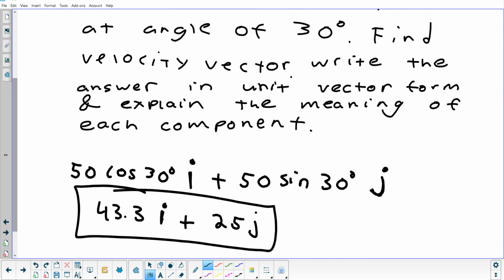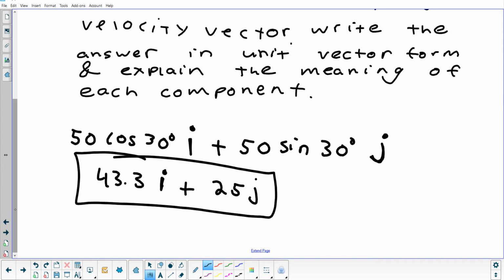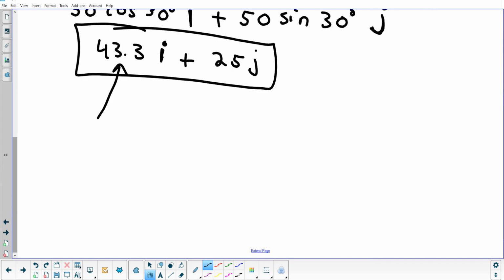All right, so we did that. Now explain each component. Well, what is that 43.3? The distance of travel? No, this doesn't represent distance. This represents velocity, speed. It's the speed of travel. Is it the right or second? It's the horizontal speed, yes.